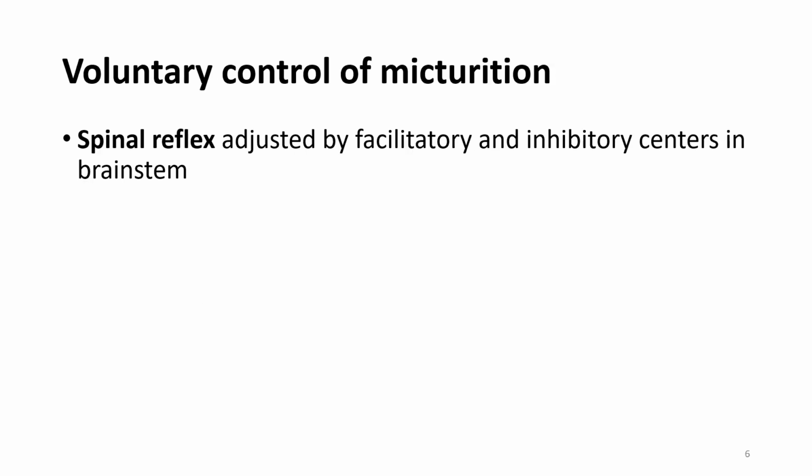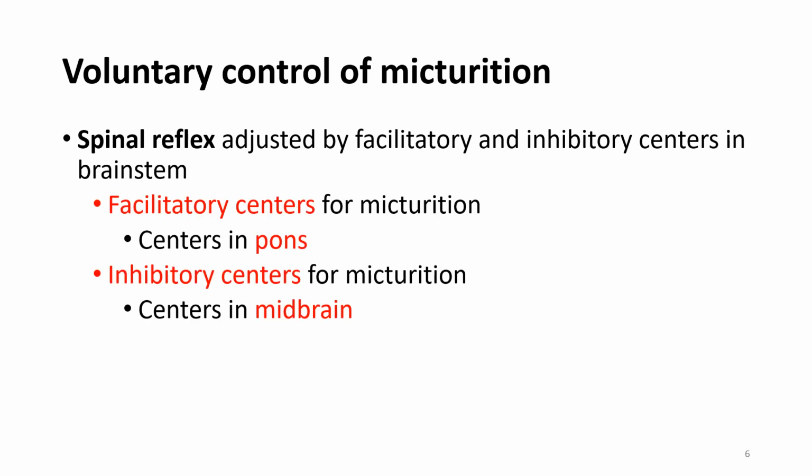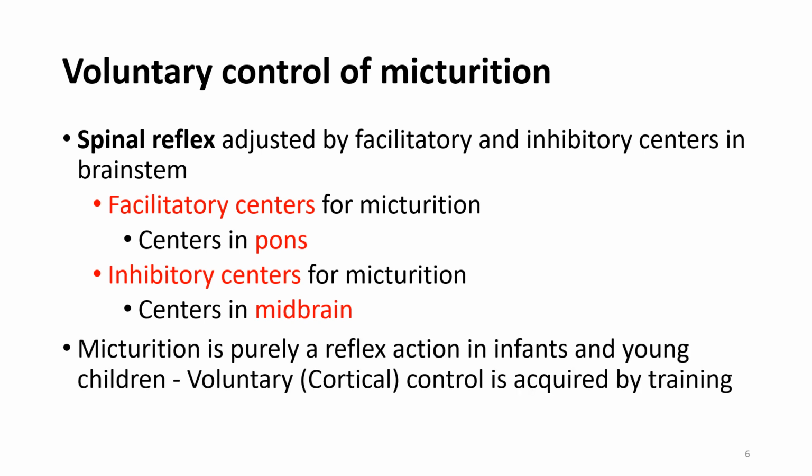Next, write about the voluntary control of micturition. Micturition reflex is a spinal reflex which is adjusted by the facilitatory and inhibitory centers in the brainstem. The facilitatory center of micturition is in the pons, and the inhibitory center for micturition is in the midbrain. Micturition is purely a reflex action in infants and young children, and with toilet training, voluntary control is gradually acquired.